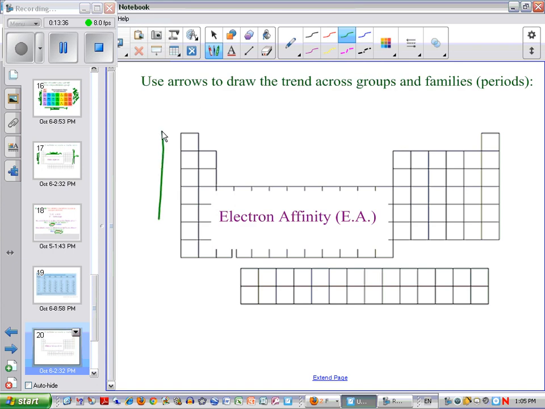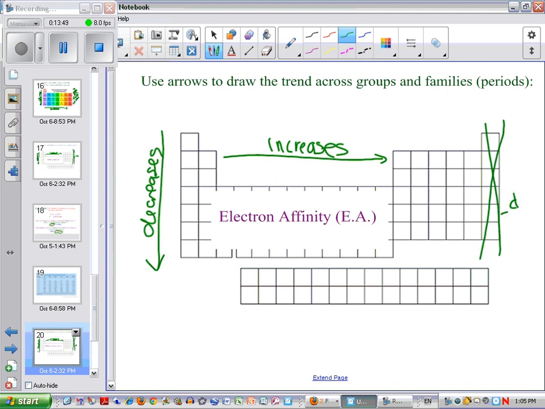So going down, it decreases, and going across, it increases. And again, these noble gases do not want electrons, so they have no electron affinity.